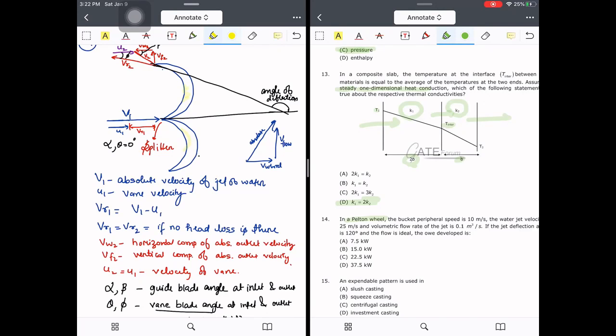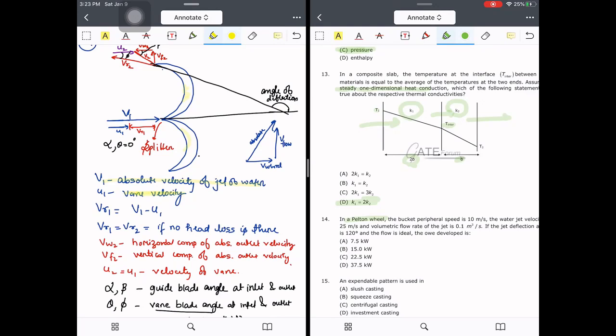Now you see the Pelton turbine is in this form. This is the complete bucket of the Pelton turbine. Now here V1 is the absolute velocity of the jet of water. Absolute velocity means it is not with respect to anything. It is the absolute velocity of the jet that is approaching.